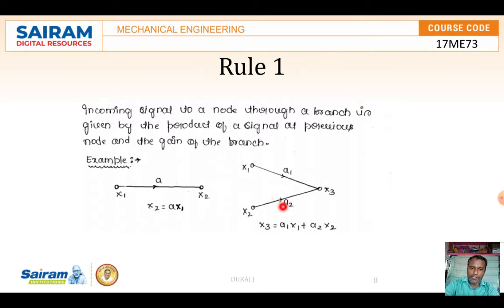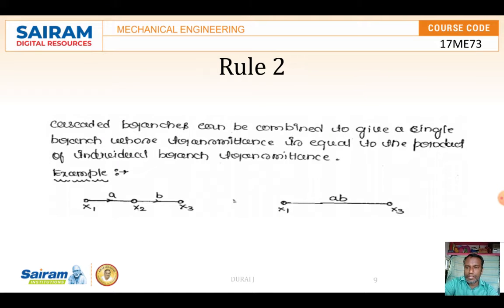If you arrange it in this manner, x1 and x2 are the input nodes and x3 is the output node. So x3 will be a1 x1 plus a2 into x2. We have to write it like paths. So what is the output? The gain into input, gain into input. These two are connected in a parallel manner, so we are going to add them. Then comes the next rule.